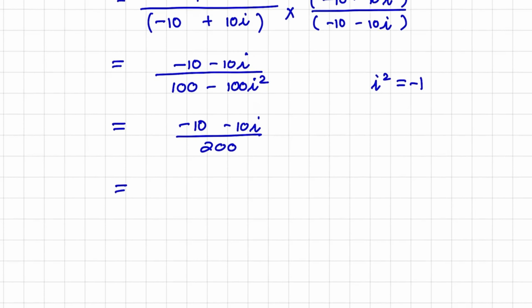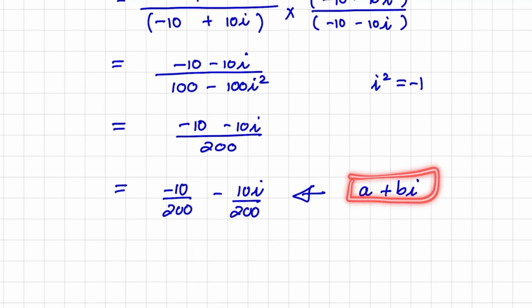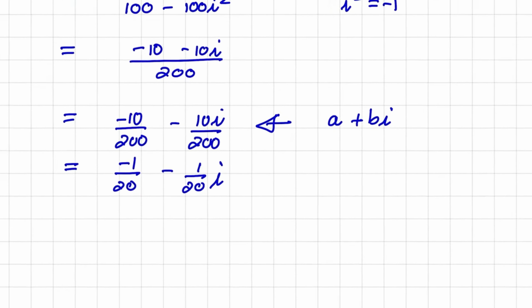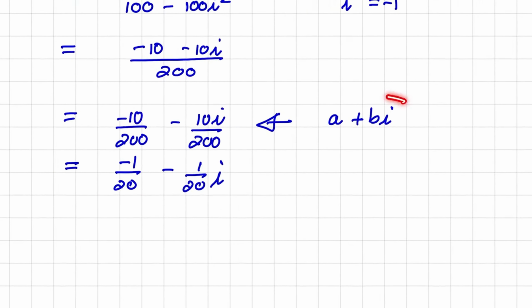So now we can rewrite this fraction as negative 10 over 200 minus 10i over 200, leaving our simplified answer in the format of a plus bi. That is the format of complex numbers. So I can simplify the a value, which is negative 1 over 20, minus 1 over 20i. So remember, our final answers we always leave in the format of a plus bi. So our a value is negative 1 over 20, and our b value is also negative 1 over 20.